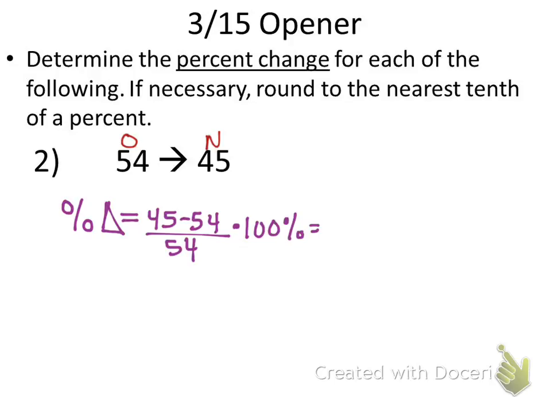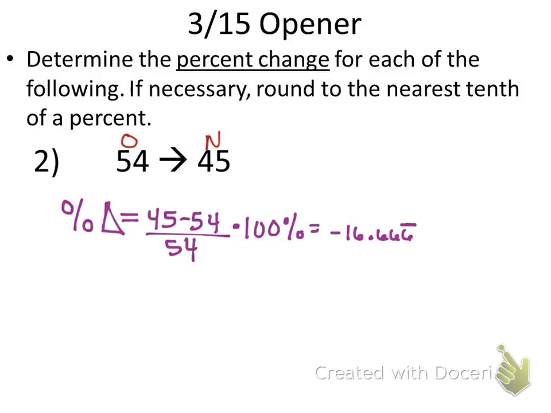Okay. So Cheyenne, when we take 45 minus 54 equals, divided by 54 times 100, what do we end up with? 16.666. You said negative 16, right? So negative 16.666 repeating. Now, we're rounding this to the nearest tenth.